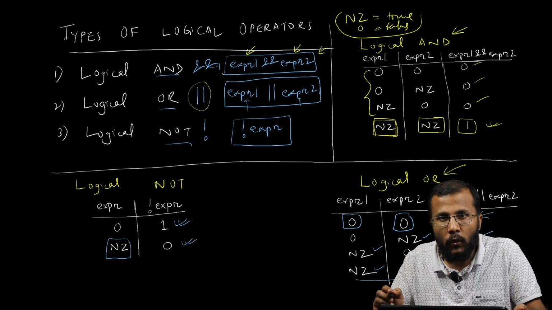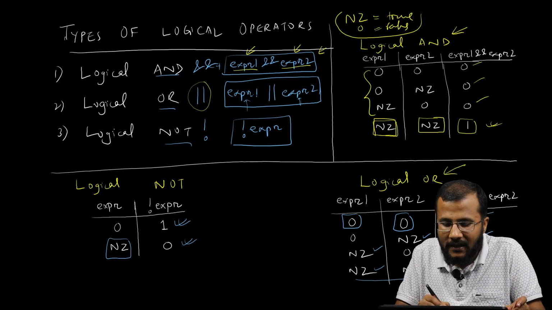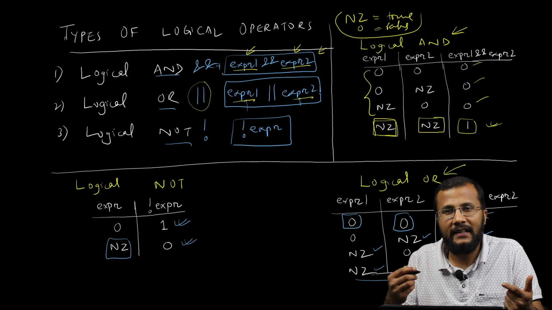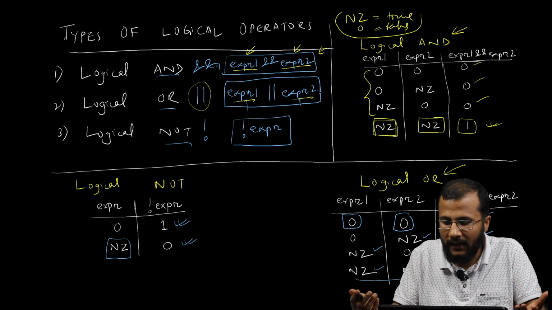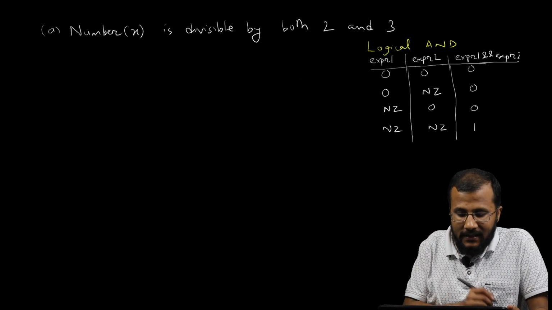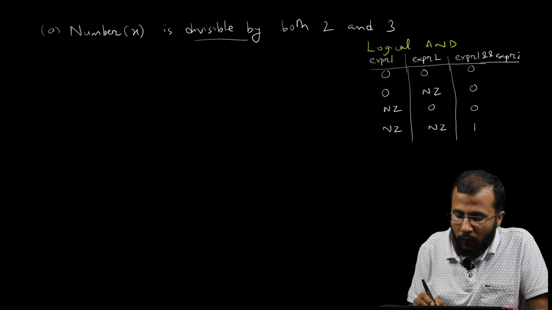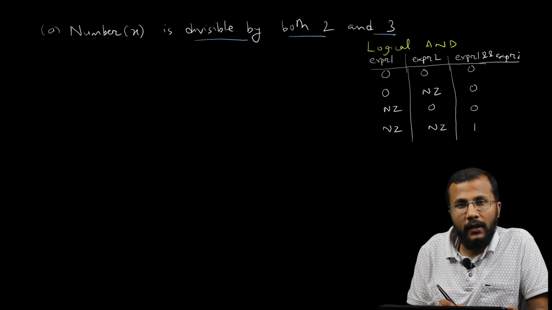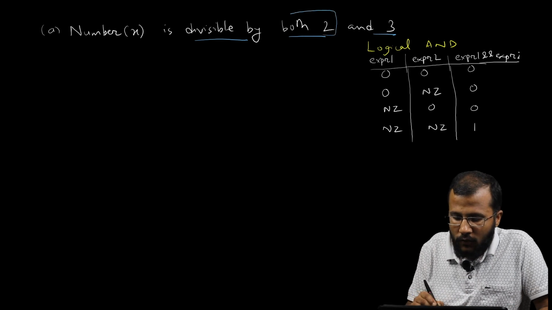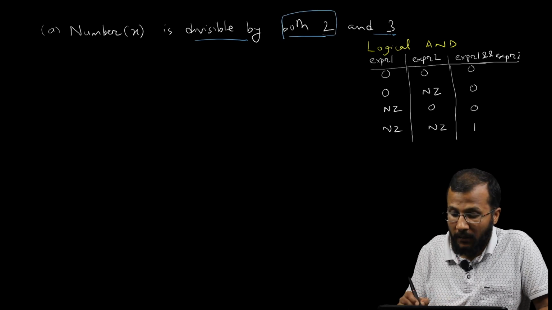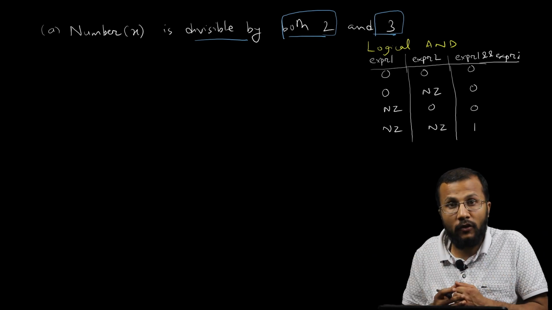Now the important point to note in logical operators is that the arguments or the operands of a logical operator are themselves expressions. Now let's try to understand this in more detail by looking at some examples. In this example, you are supposed to write an expression to represent that a number is divisible by both 2 and 3. So here we have two expressions. One expression will represent whether the number is divisible by 2, and another will represent whether the number is divisible by 3. Now I need to combine these expressions together. So I will be using a logical operator.